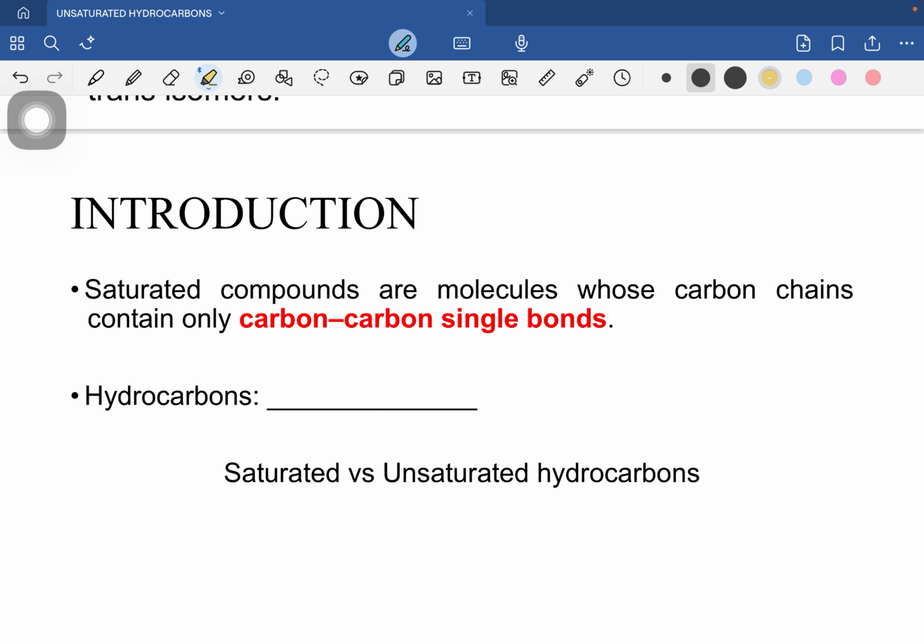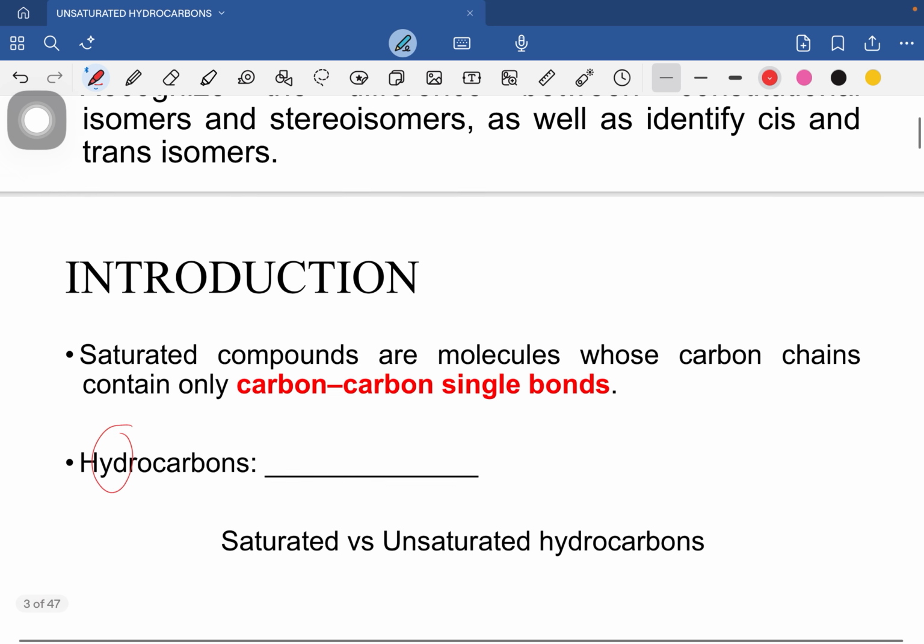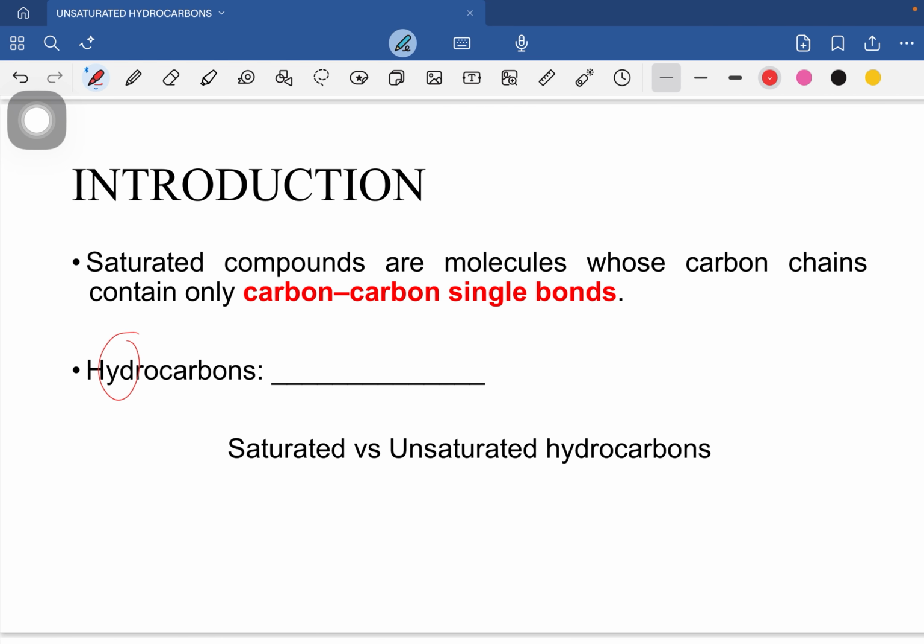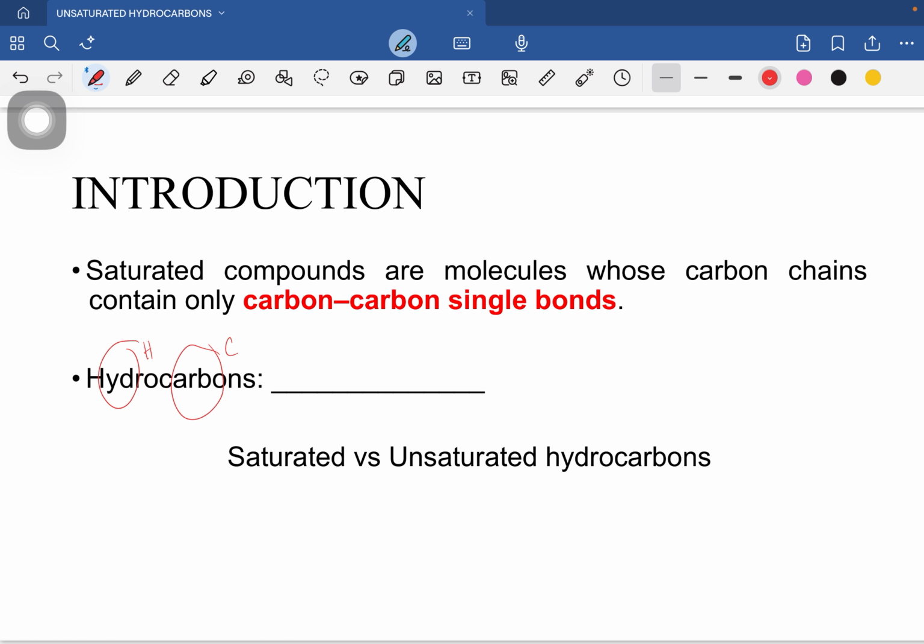Okay? If you encounter carbons that have bonds other than single bonds, for example double bonds or triple bonds, those are examples of unsaturated hydrocarbons. Okay? Your hydrocarbons are the simplest organic compounds, basically because they contain only 2 elements: hydro, which is hydrogen, of course, and carbon. So they are the simplest type of organic compounds.